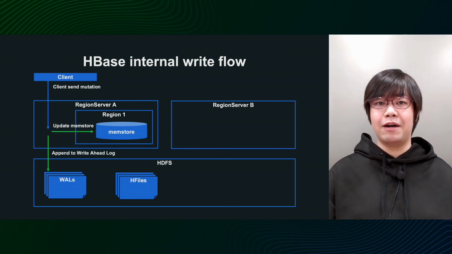The region server that received the request will update memstore, which is the data store in memory that exists for each region. And then it appends to the WAL file, the write-ahead log file, on HDFS. Once the write to the WAL file is successful, the persistence of the data is deemed successful and it responds to the client. If the write to the WAL file fails, memstore is rolled back.